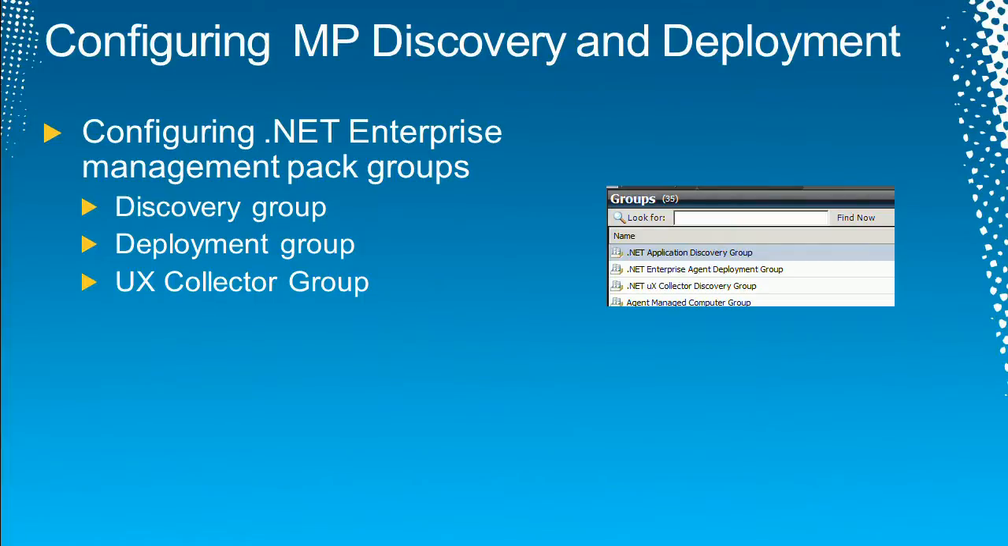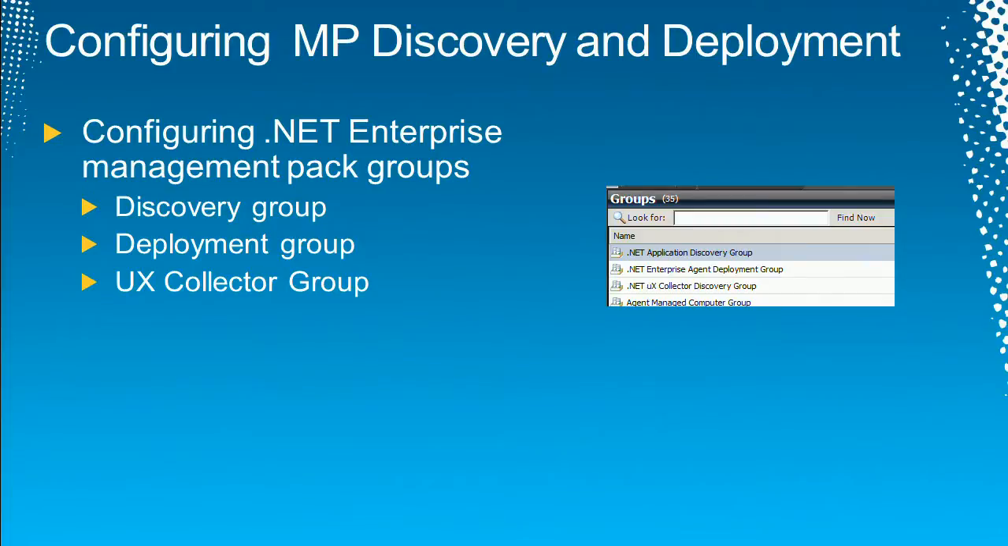There are 3 groups: 2 core groups, and a third optional group if you're doing the UX monitoring. So there's a discovery group, deployment group, and UX collector group. One of the capabilities of the AVIcode management pack is that it works in conjunction with the IIS management pack and will go out to every computer in the discovery group and look to see which .NET applications are hosted in IIS, and report that back. You'll see it in action when I go through the installation process in just a moment. So you're going to add all the computers that you want to discover.